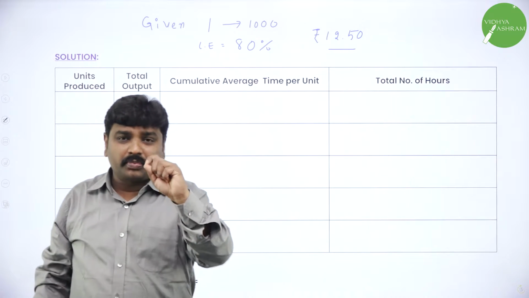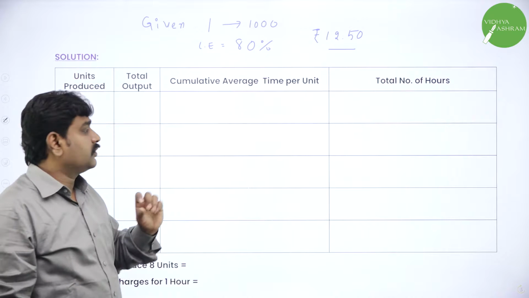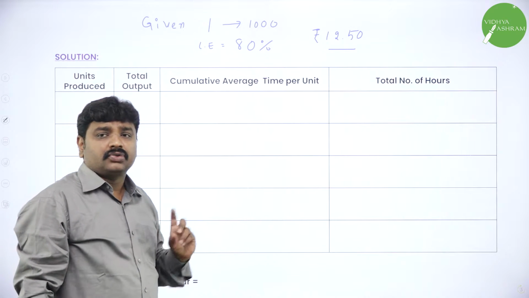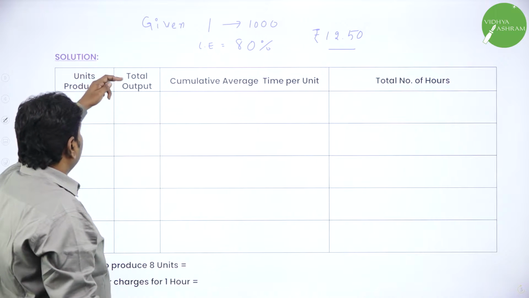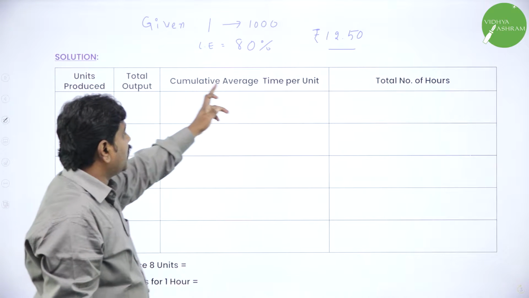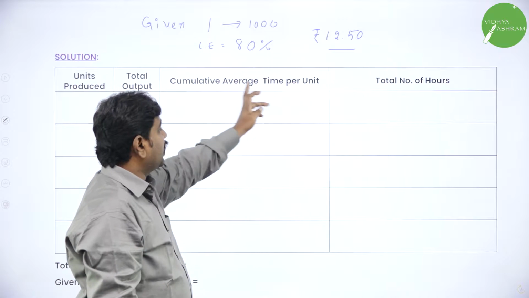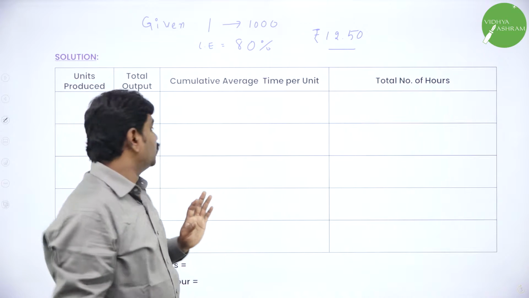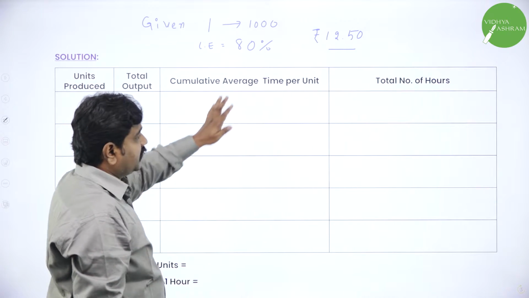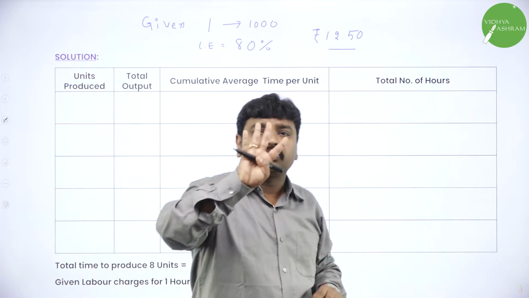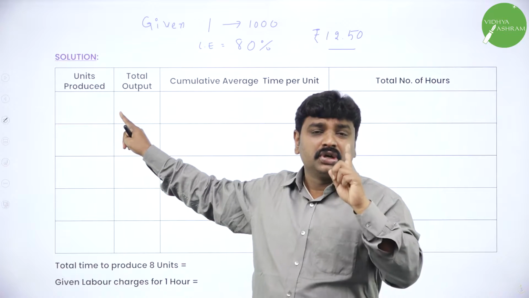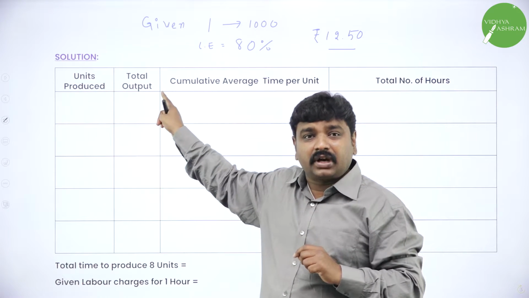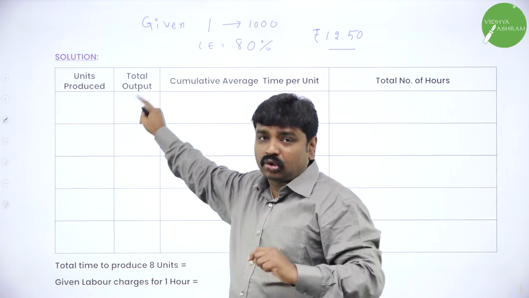If you want to solve the problems of learning curves, first draw the table. So, first entry of the table is units produced, then total output, cumulative average time per unit, total number of hours. So, you should make 4 columns. First column units produced. What is the second column? Second column is total output.